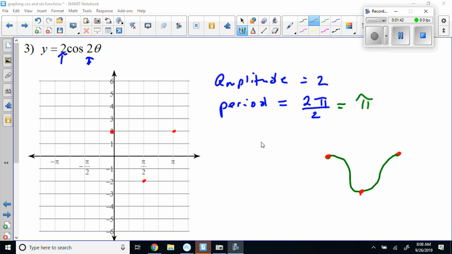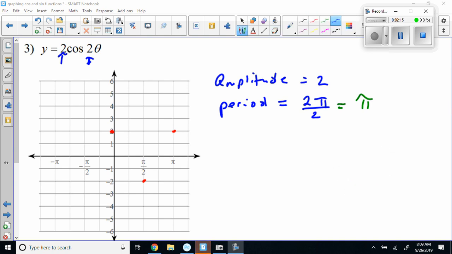Now, you can find exactly where to put these dots on the pi over 4 and 3 pi over 4. But our first 3 dots came from beginning, end, and middle. Beginning, end, and middle. So you have to have those. If you do not get those, then it's pretty bad.